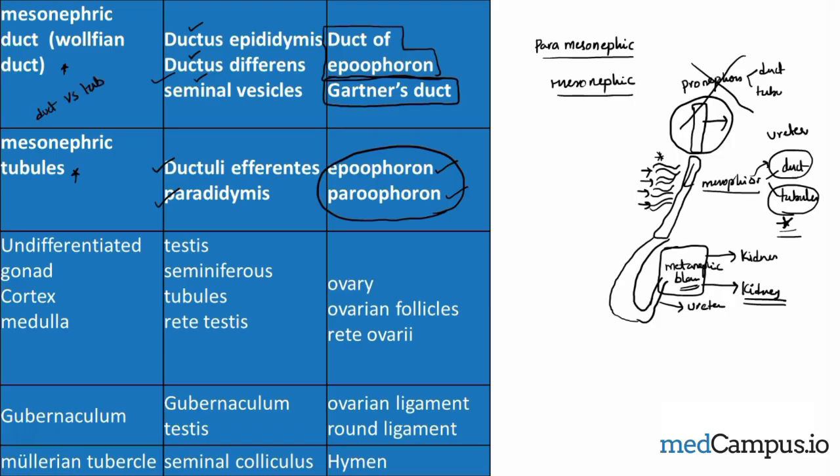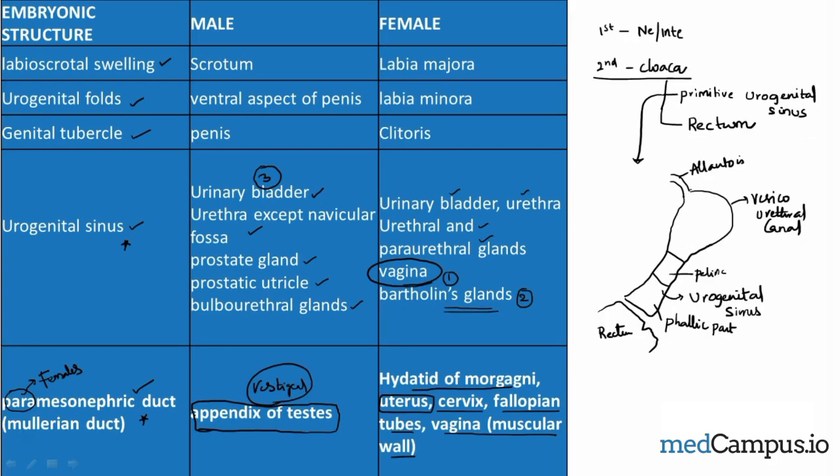So ducts versus tubules. Next is the gonads, cortex and medulla. They give rise to testis, seminiferous tubules, rete testis, ovary, ovarian follicles, rete ovary and all, gubernaculum, Mullerian tubule. All these are not important. The only few things that you should keep in mind are mesonephric tubules, mesonephric duct, paramesonephric duct, and the urogenital sinus.